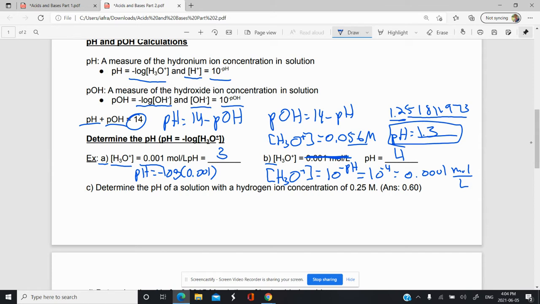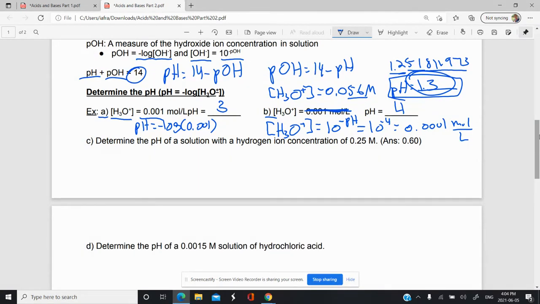Of all the pHs we calculated here, it looks like the most acidic one is the 1.3. So that was just some examples of using the negative log of H3O+ to calculate pH, and then to go from pH to the concentration of H3O+ as well. But sometimes we might provide you more of a word question to do.